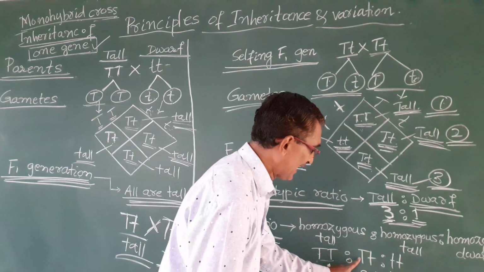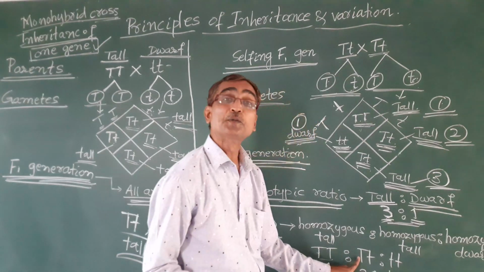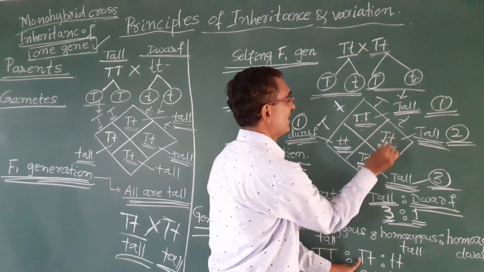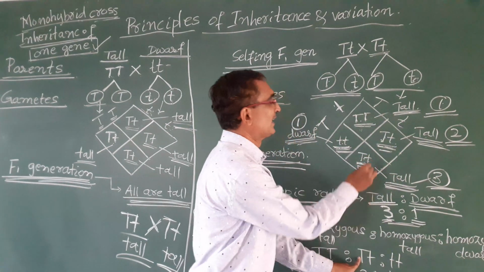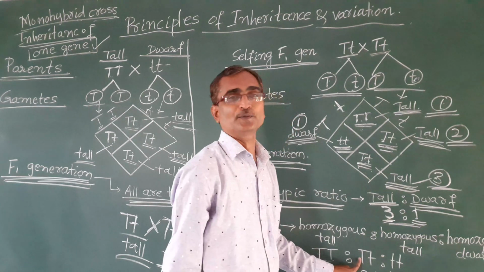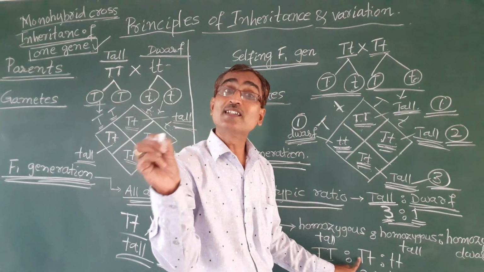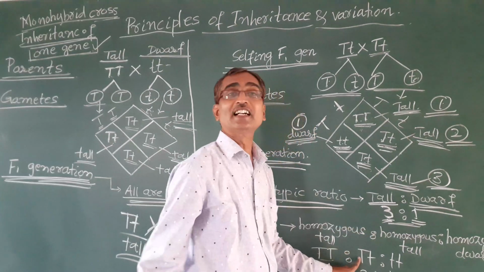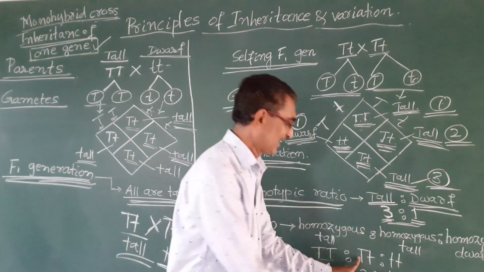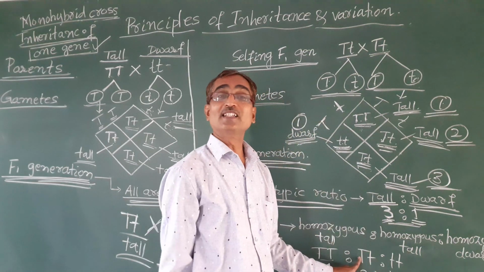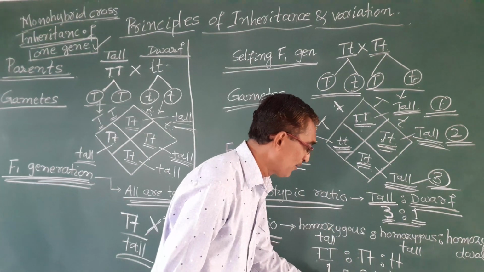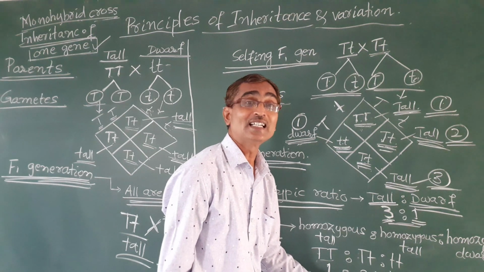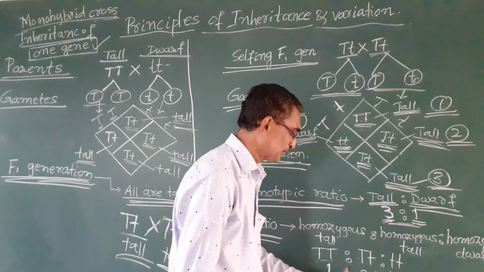Next, capital T and small t. How many are here, capital T and small t? See, 1 and 2. So this is also tall, but heterozygous tall. Heterozygous means the genes are not identical, because one is capital and another one is small t. It is also tall. So how many plants are tall with heterozygous genes? 2. So 1 is to 2.